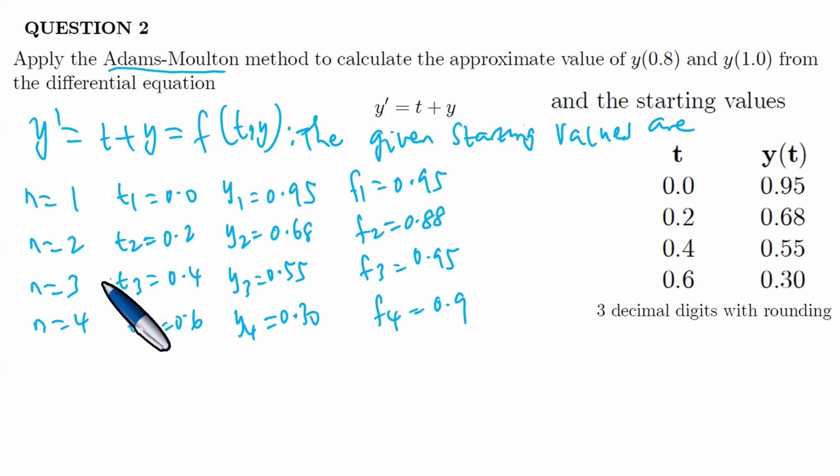But remember that we looked at this particular Adams-Moulton method last time. We looked at the two predictor-corrector formulas. Now, the values of t are 0.0, which we call T1, 0.2 we call T2, but we realize the difference is 0.2 each time. So T1 is 0.0, T2 is 0.2, T3 is 0.4, and T4 is 0.6.